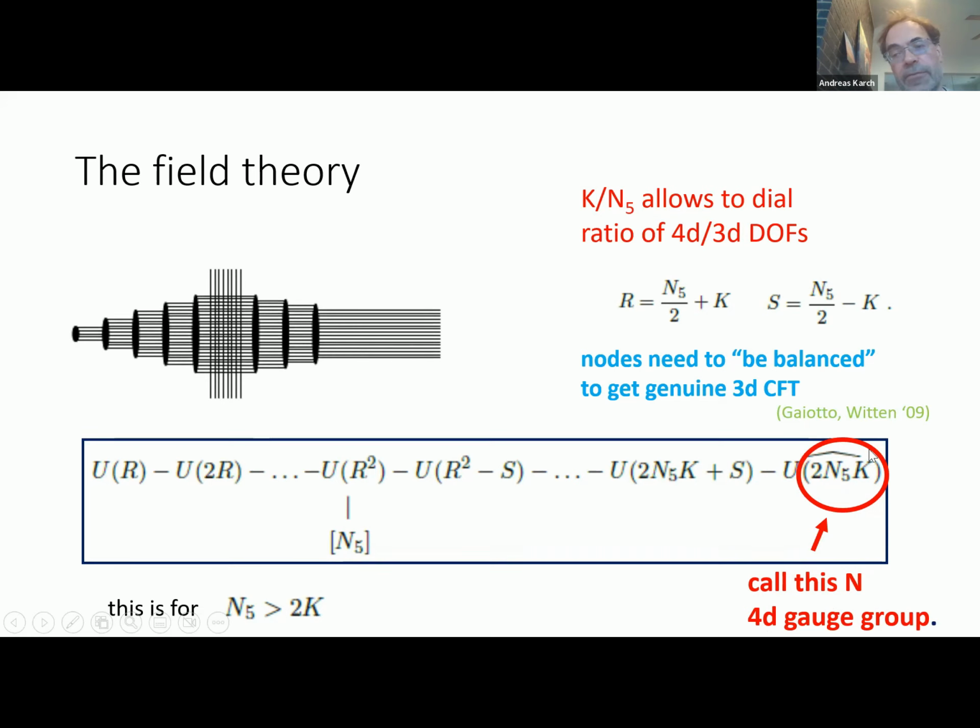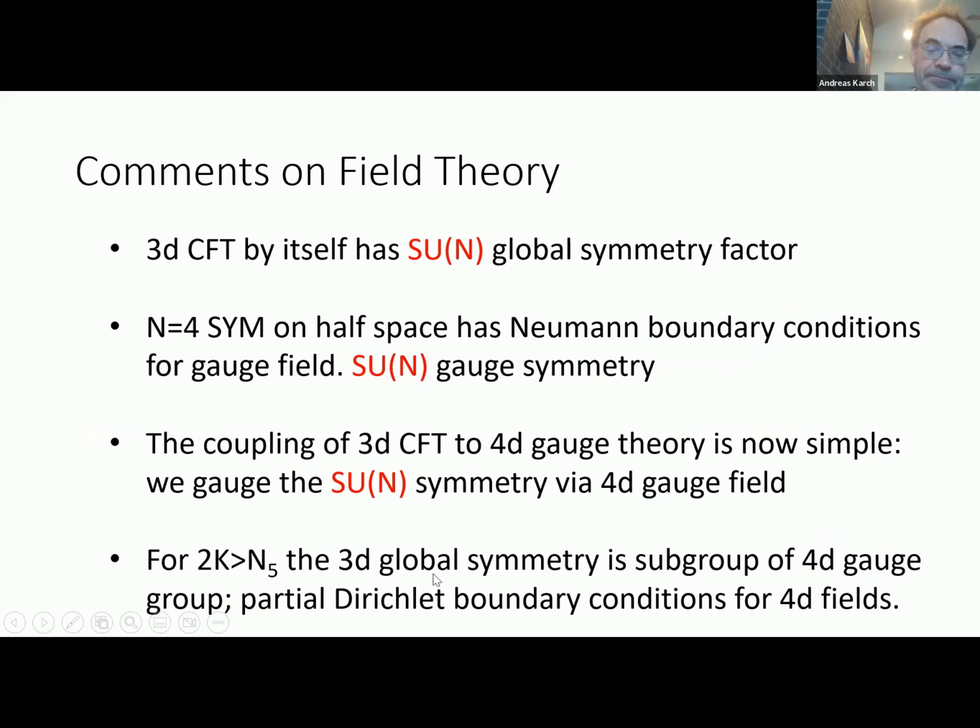And what appears as a global symmetry from the 3D CFT becomes the gauge group of the N equals 4 super Yang-Mills. So the 3D CFT is coupled to the 4D super Yang-Mills by having a large global symmetry, which is gauged by the N equals 4 gauge field. This picture that I draw here is when N5 is bigger than 2K. When N5 is less than 2K, then the 3D global symmetry is only a subgroup of the 4D gauge group, and there are some partial Dirichlet boundary conditions. We have a discussion of this in our paper too, but I don't want to consider this case in today's talk. So the 3D CFT by itself would have some SU(N) global symmetry. The N equals 4 super Yang-Mills on half space has Neumann boundary conditions, or we choose Neumann boundary conditions for the gauge field. So I have an SU(N) gauge symmetry, and the way the two are coupled to each other is that the global symmetry of the 3D CFT is gauged by the 4D gauge field.